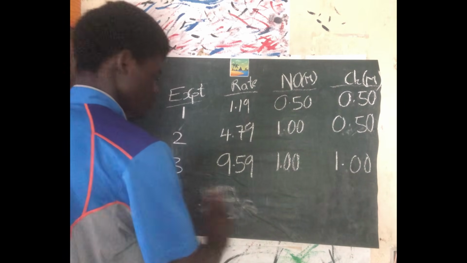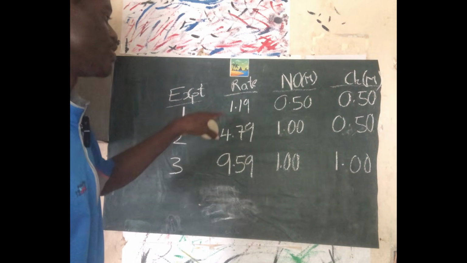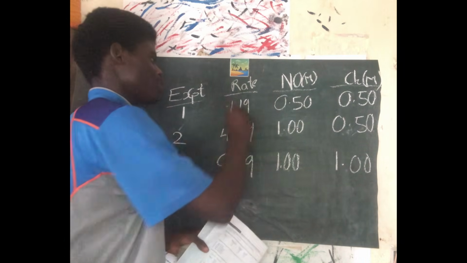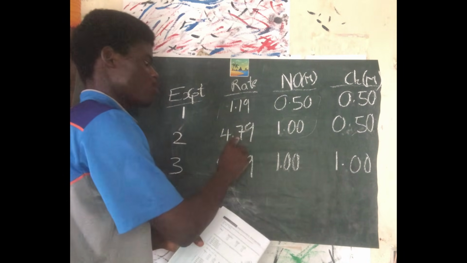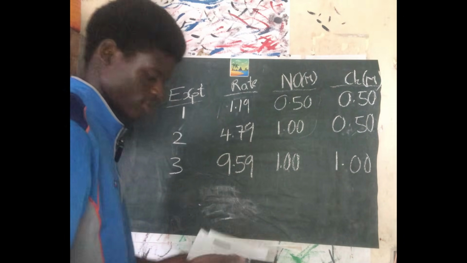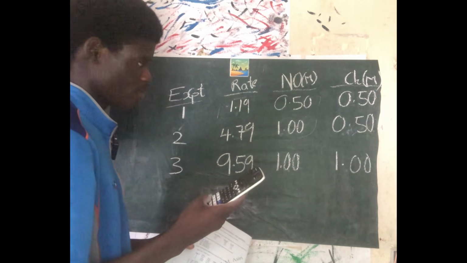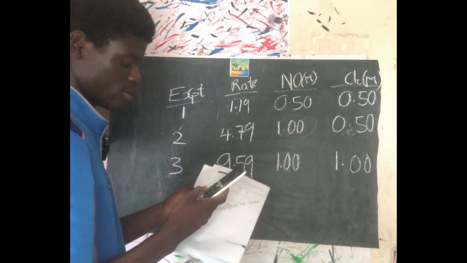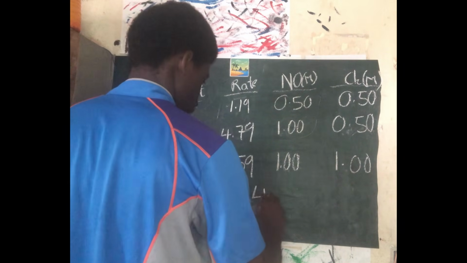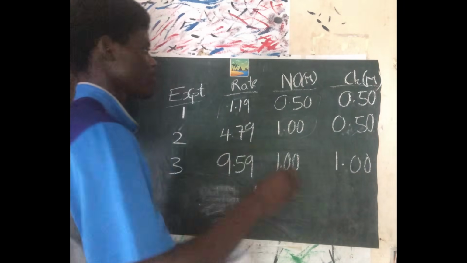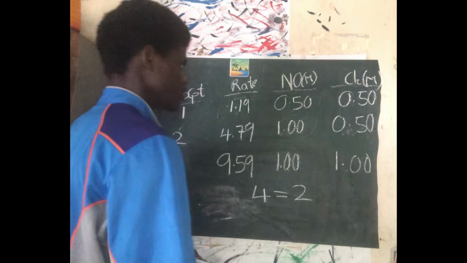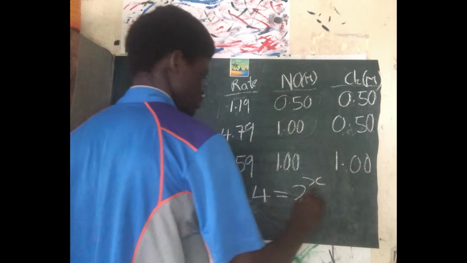But before we do that, we also have to divide the rates. We have to divide this rate by this one because we are now considering this part. So that will be 4.79 divided by 1.19. That will be 4. So 4 is equal to 1 divided by 0.5, that's 2, 2 raised to power x.